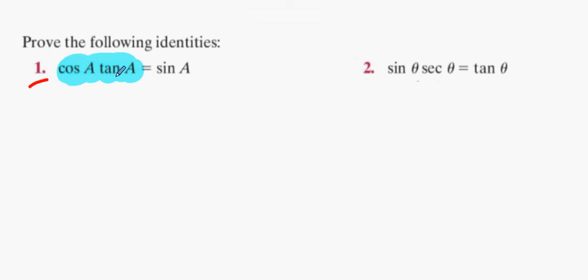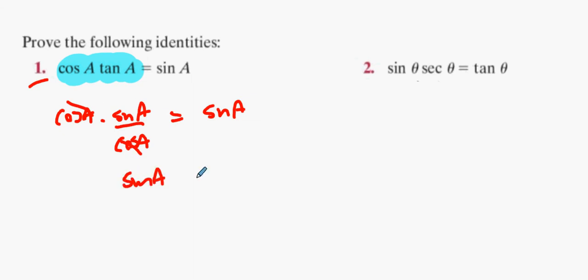I'm going to change tan A because I believe I can change tan A into sine A over cos A. And then I can just cancel the cos A's, multiplication on top, division on the bottom. I'll just get sine A equals sine A. So that's quite easy, right? That's question 1 done.